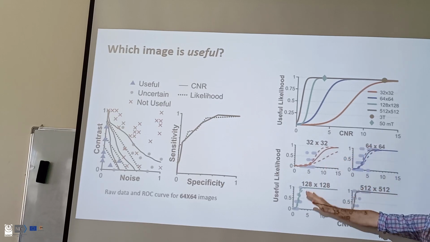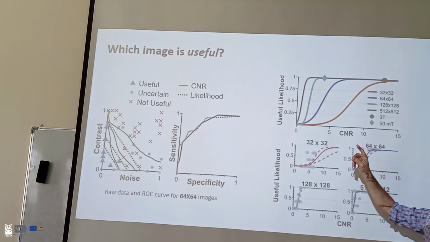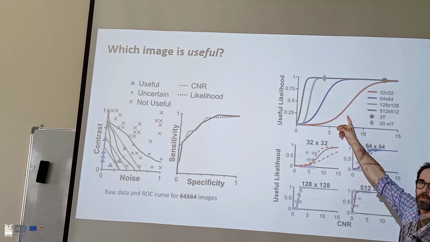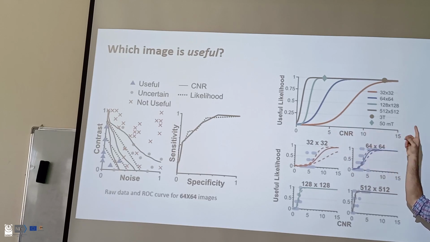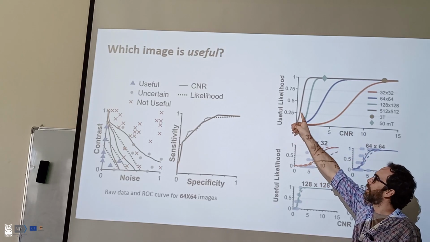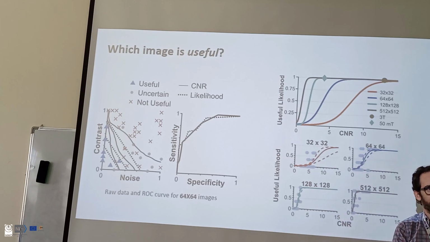Here you can see the raw data plotted on these lines, but up here is what we like to look at. And this is interesting because, for example, if you have a 32 by 32 image, you need a lot more contrast to noise ratio in order to approach a useful image, the likelihood of a useful image, right? And then it sort of tails off, where with a 512 by 512 image, you can stand a very low contrast to noise ratio and still likely have a useful image.